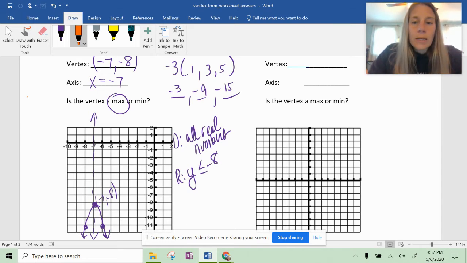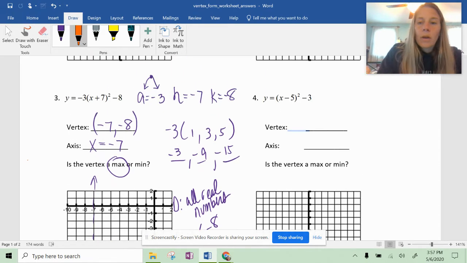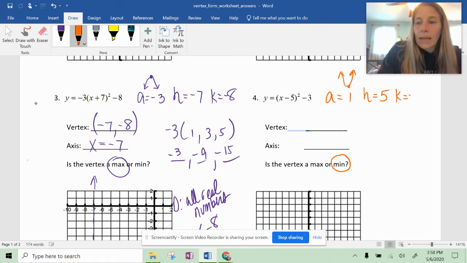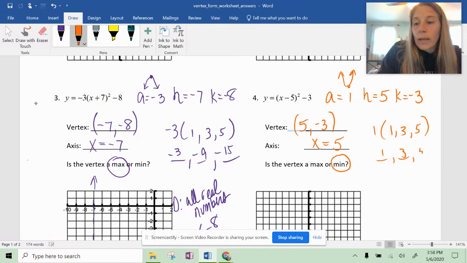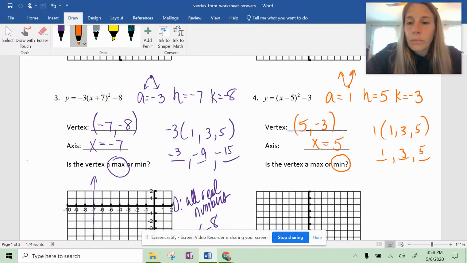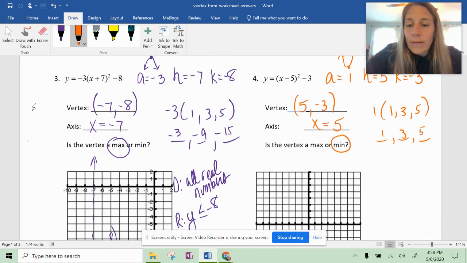Okay, so let's take a look at number 4. So for number 4, my A is +1 again, meaning it's going to open up and my vertex will be a minimum. My H is +5 and my K is -3. So that would make my vertex, my HK, +5, -3. And the axis of symmetry is x equals 5. When I do my graphing pattern, 1 times 1, 3, 5 will just be 1, 3, and 5 for those rises when I graph.